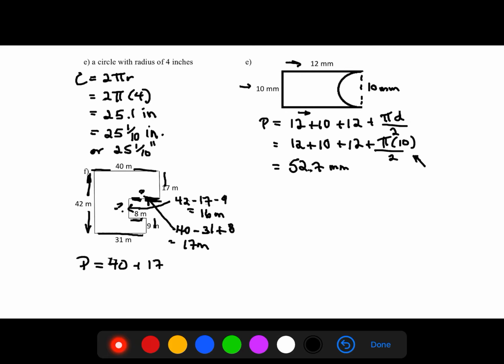So we now have all of our sides. We want to go one direction or the other around the object to make sure that we include all the sides. So 40 plus 17 plus 17 plus 16 plus 8 plus 9 plus 31 plus 42. And just to count up, we have 1, 2, 3, 4, 5, 6, 7, 8 sides. We do have 8 numbers that are all added together, so we know we've included all of those sides. When we add up all of those numbers, we get 180 meters. So it's 180 meters if you were to walk directly around the outside of that object.